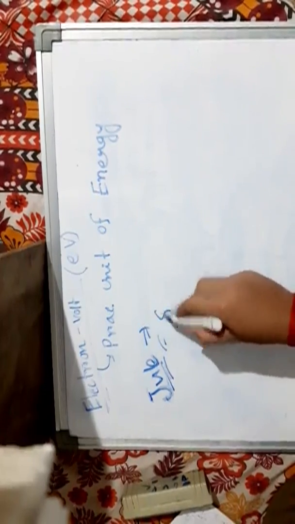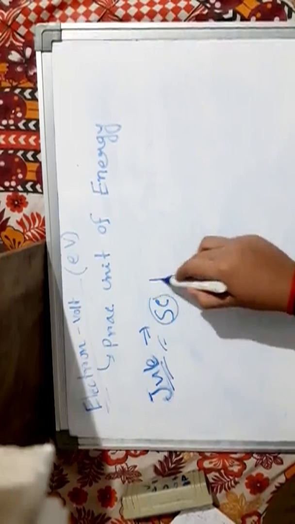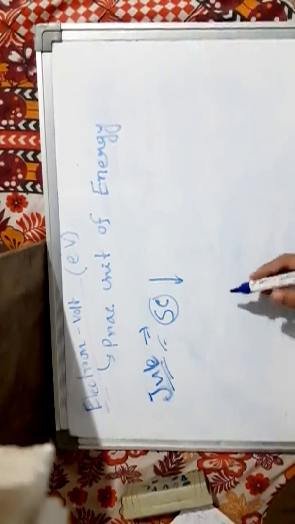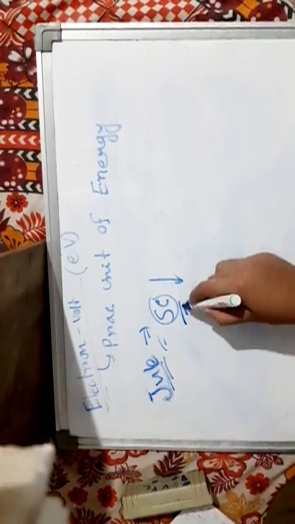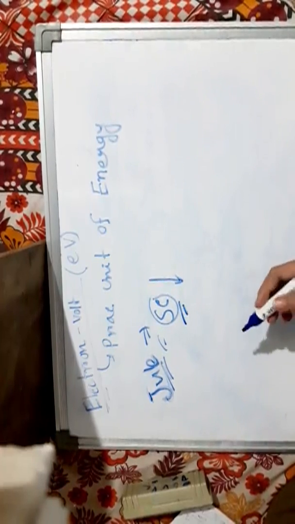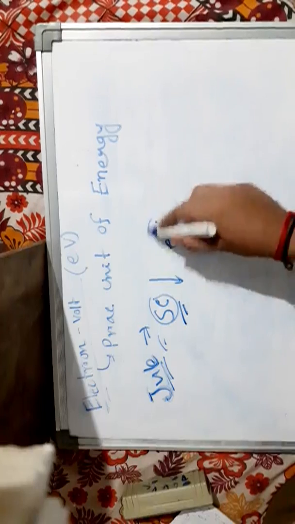But in semiconductors, we require a very small unit, because this is the part of the electrons, the small electrons, and so this will require a small energy unit. So to measure such small energies, we introduce the electron volt, that is eV.